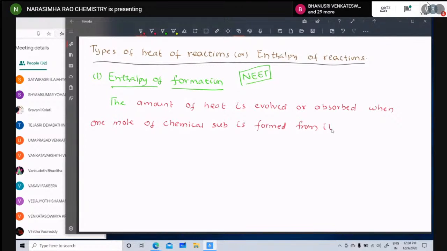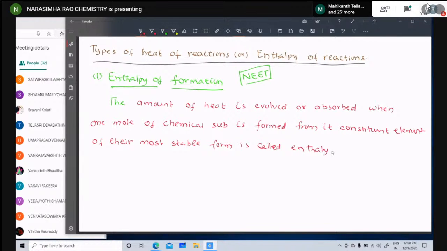from its constituent elements in their most stable states, their most stable form, most stable form is called enthalpy of reaction. Reading the definition any time is no problem; memorize it by heart. This is the most important definition.